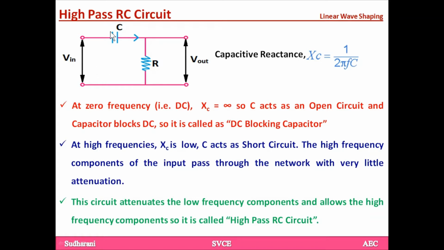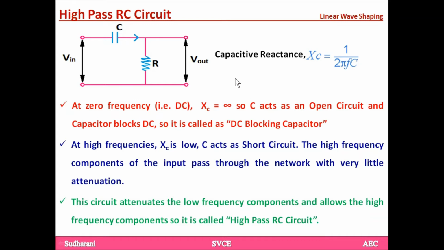That means this circuit attenuates the low frequency components and allows the high frequency components. Why? Because at low frequencies the capacitor acts as an open circuit, at high frequencies the capacitor acts as a short circuit. Therefore, this circuit acts as a high pass circuit. So it is called a high pass RC circuit.